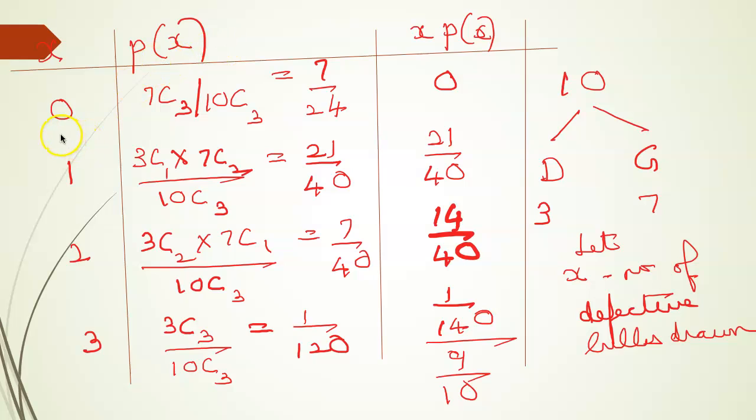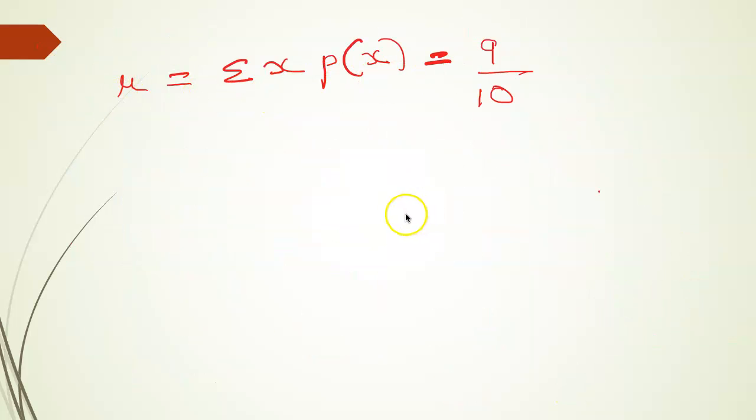So the probability that there are 0 defective bulbs means all are good. So it is 7C3 by 10C3, which is 7 by 24. Probability that 1 is defective will be 3C1 into 7C2 by 10C3, which is 21 by 40. Probability that x is 2 means 2 are defective and 1 is good. So that is 3C2 into 7C1 by 10C3, which is 7 by 40. Probability that 3 are defective is 3C3 by 10C3, which is 1 by 120. Now if you calculate x px and add it, you get 9 by 10. So your mean is summation x px, which is 9 by 10.